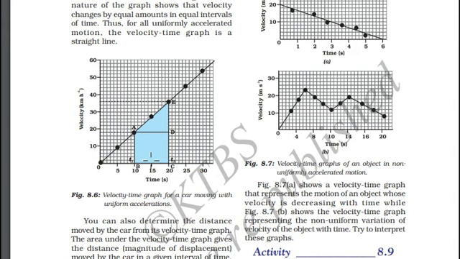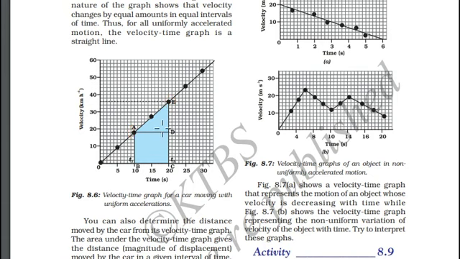Now let us calculate the distance travelled by the object in this interval from point B to point C. At point B, the time is 10 seconds. At point C, the time is 20 seconds. And we will denote this point as A, this point as E, and this point as C.